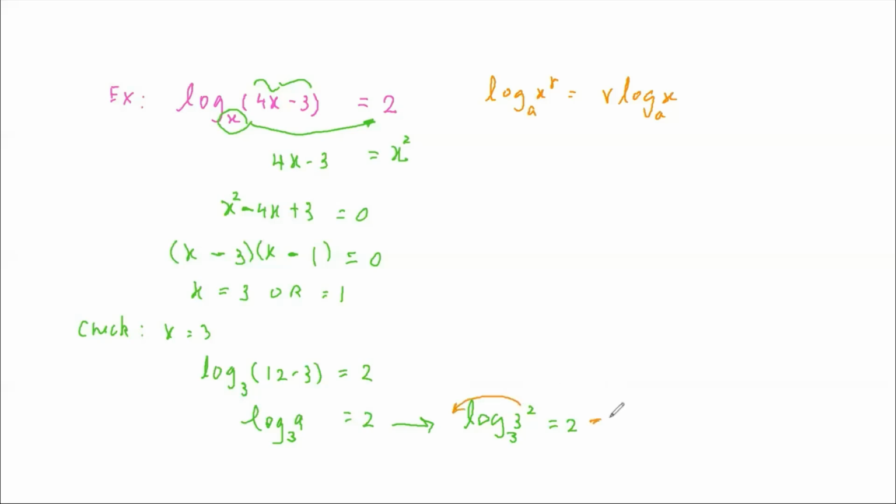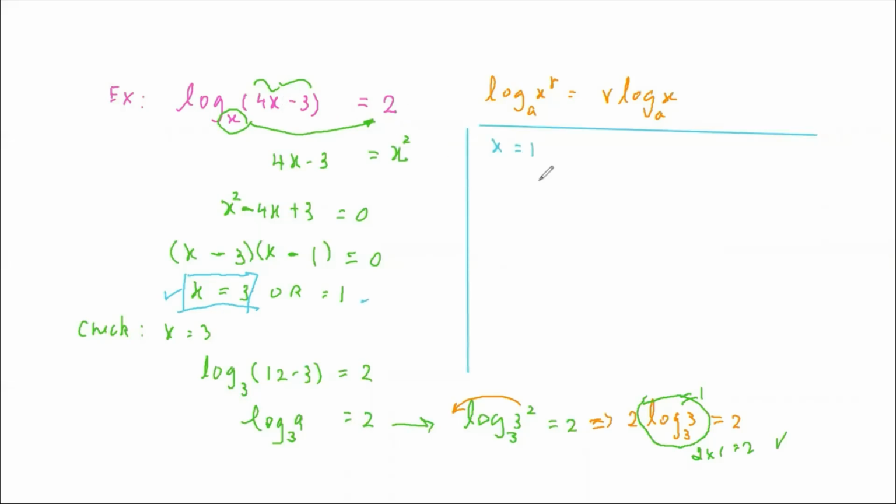So what we have next? Gonna be 2 log 3 base 3 equal to 2. But the formula again, we know this one is log a base a equal to 1. So we know this one equal to 1. Then you have 2 times 1 equal to 2. So this one correct. That means x equal to 3 is a part of the solution of the equation. So this one okay. Now next you check, replace back into the equation.